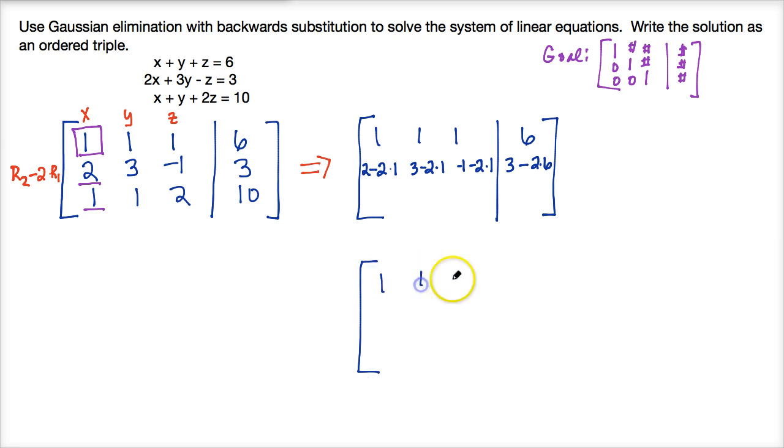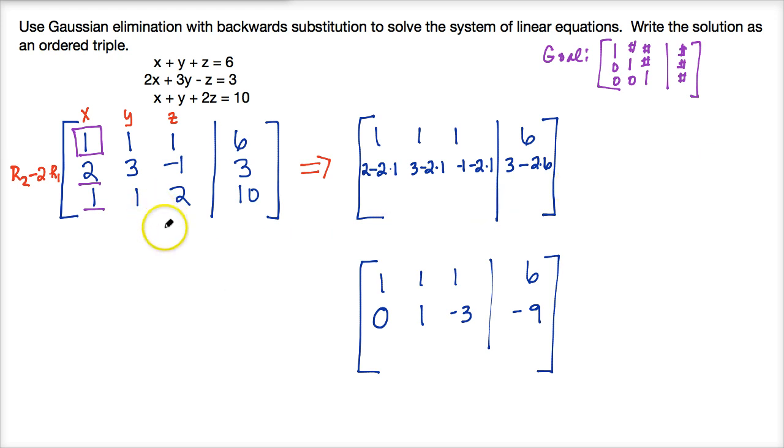So we still have 1, 1, 1, and 6. Then 2 minus 2 is 0. 3 minus 2 is 1. -1 minus 2 is -3. And 3 minus 12 is -9.